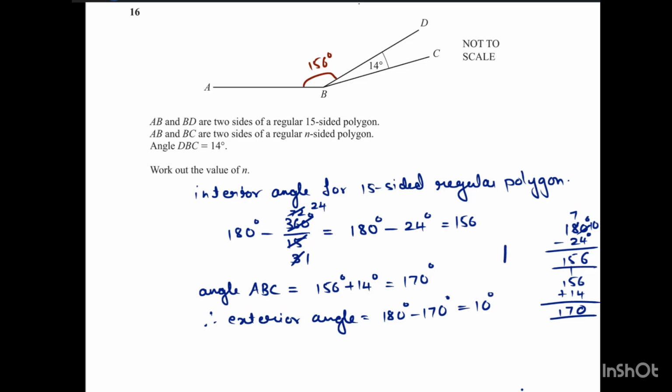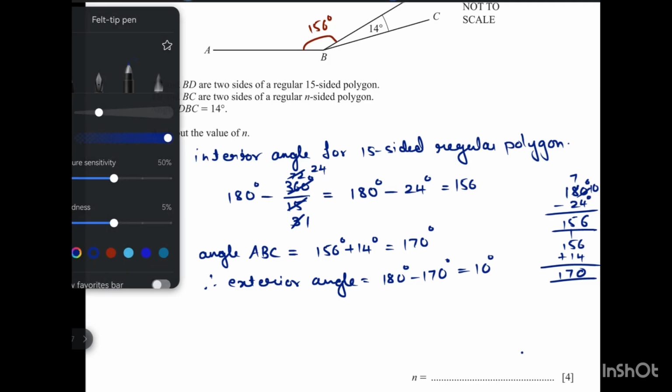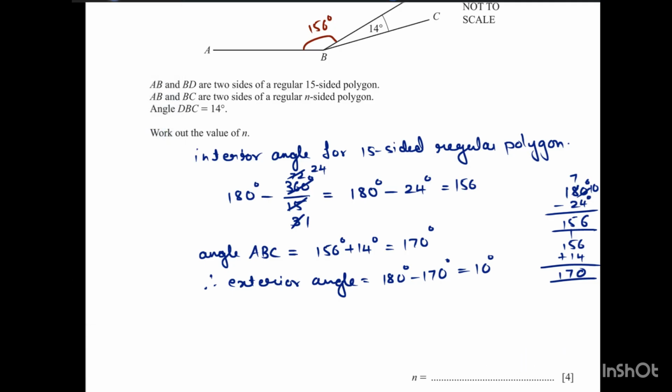So to find the number of sides, what is the value of n now? n is equal to 360 divided by each exterior angle, that is 360 by 10, which is 36. Because 36 into 10 is 360. So n value is 36 here.